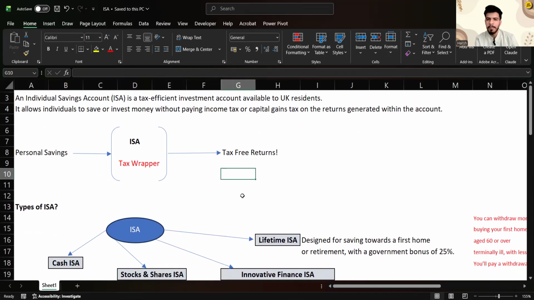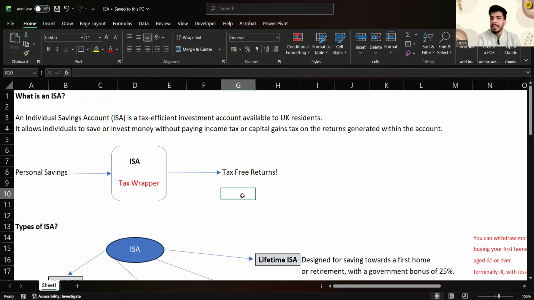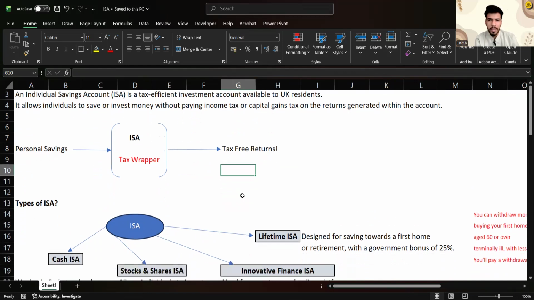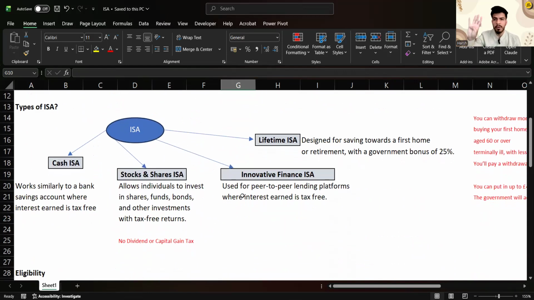What is the limit of an ISA? The ISA limit is £20,000. So you could invest £20,000 via an ISA account without paying any tax on the returns generated on it. What are the types of ISA? There are 4 types of ISA, and that £20,000 could be split in any way that you want across those 4 types of ISA.